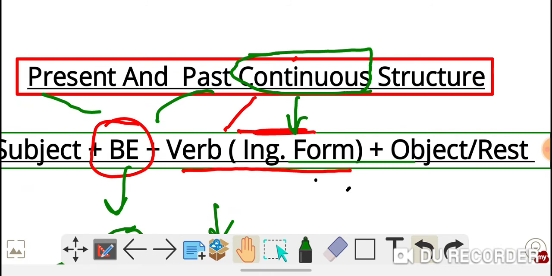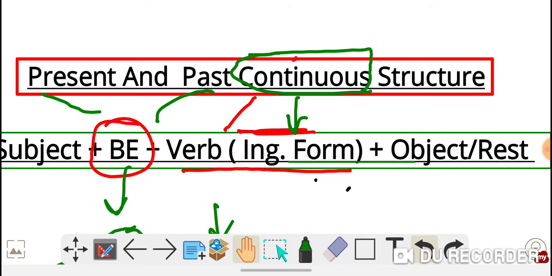So we know there are three tenses: present, past and future. In those three tenses, four actions occur. Indefinite: if it occurs in present tense, we call it present indefinite. If it is in past, we call it past indefinite. If it is in future, we call it future indefinite. Then continuous: if it happens in present, present continuous; in past, past continuous; in future, future continuous.